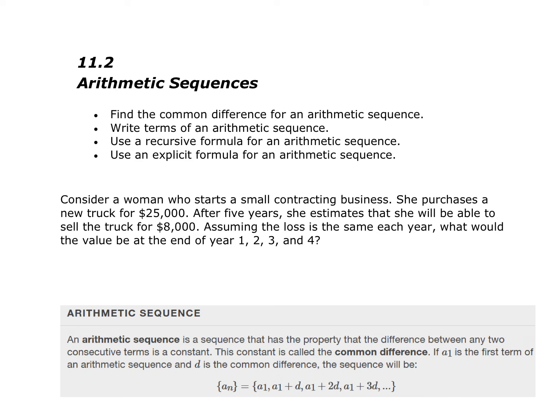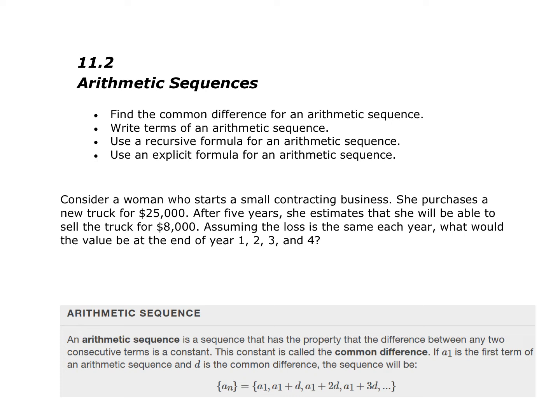She purchases a used pickup truck for $25,000, which as of today, September of 2022, must not be a very nice truck, because we all know the prices, if you've looked around, are just astronomical. But let's assume she was able to get a screaming deal on a truck for $25,000. After 5 years, she estimates that she will be able to sell the truck for $8,000.